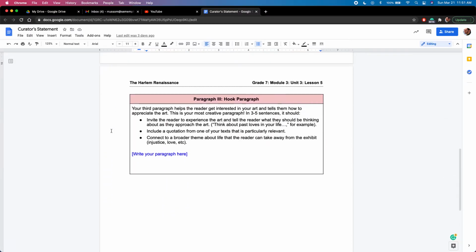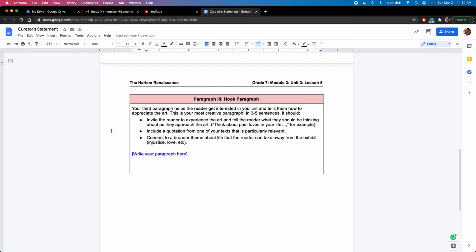Paragraph 3 is where it gets a little bit more complicated. This is the hook paragraph. So you've told the reader about the Harlem Renaissance. You've told them what art is going to be in the exhibit and what the exhibit will be about. Now you want to get them to walk into the exhibit and see it. So this gets them interested in the art and tells them how to appreciate the art. That last part is important.